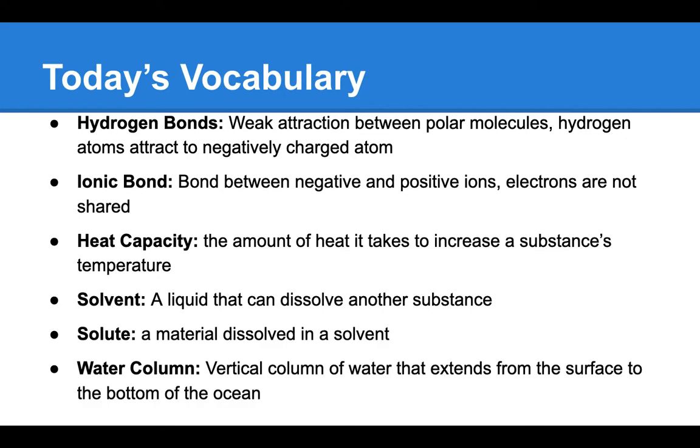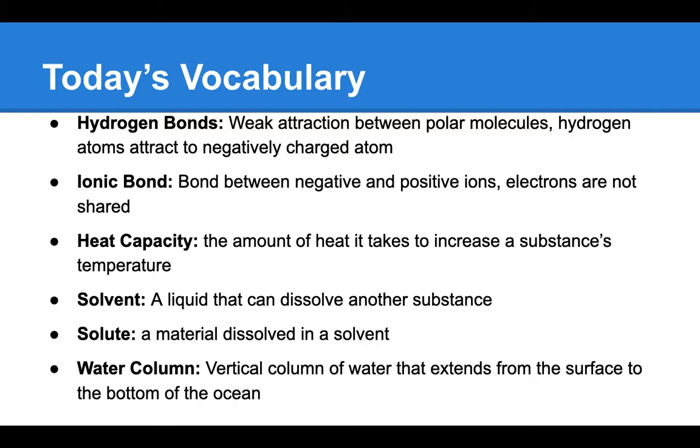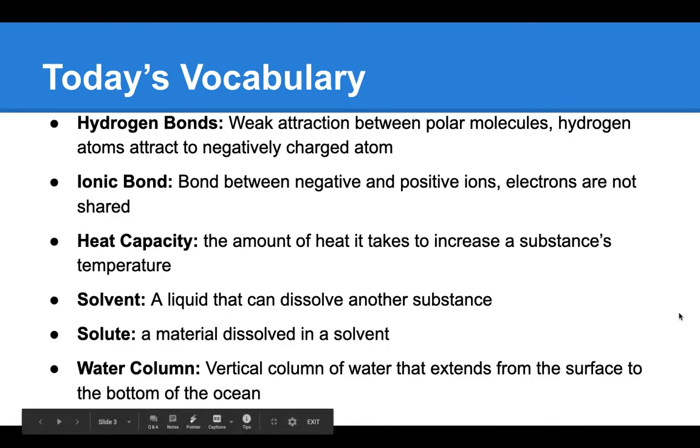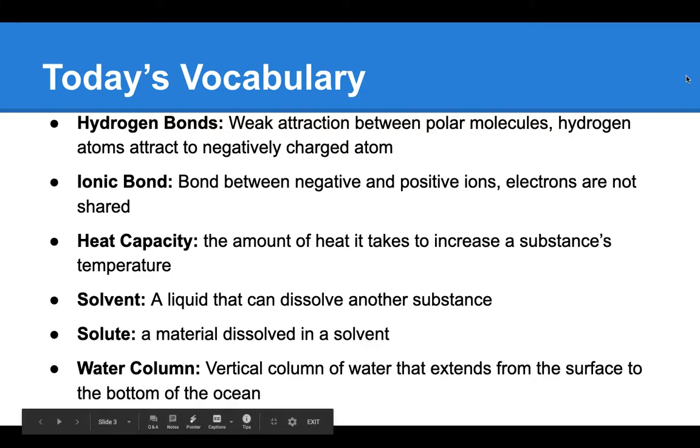A solvent is a liquid that can dissolve something, and the solute is the material that you dissolve. So for today, we're mostly going to talk about salt being a solute and water being a solvent. And the last one is the water column. This is an imaginary vertical column of water that extends from the surface of the ocean to the bottom. It's just a way that we look at the differences in water's properties near the surface of the ocean as we get further down. So when we talk about the water column, we just mean if you were to look vertically at water in the ocean.